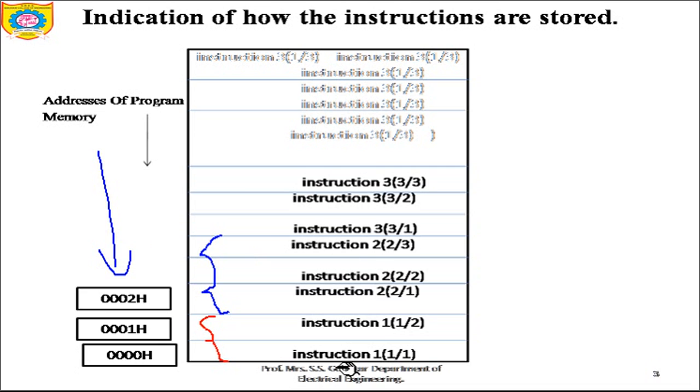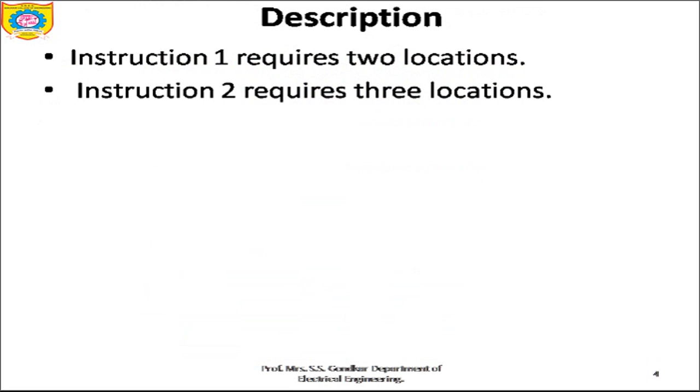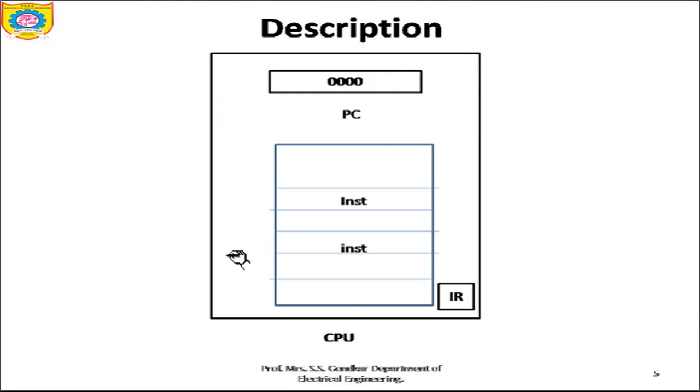So you just saw how the instructions are being stored. Now have an overview, consider this is a CPU. The CPU has a program counter. You can see this is PC. PC stands for program counter, and in our case we are going to abbreviate program counter as PC. The initial contents of the program counter are 0000. One more thing, the CPU has an IR.